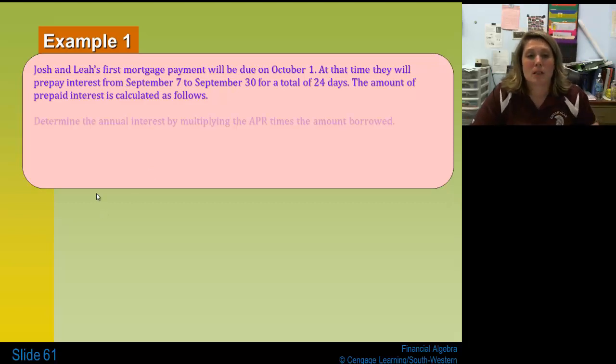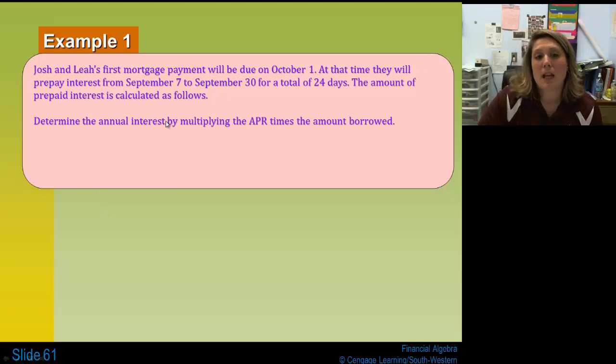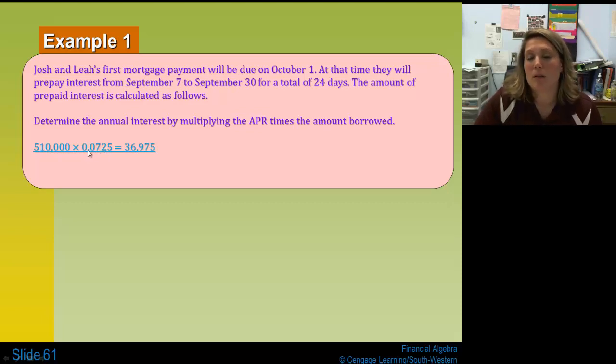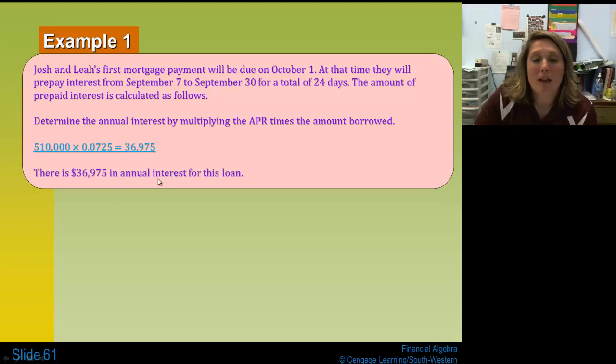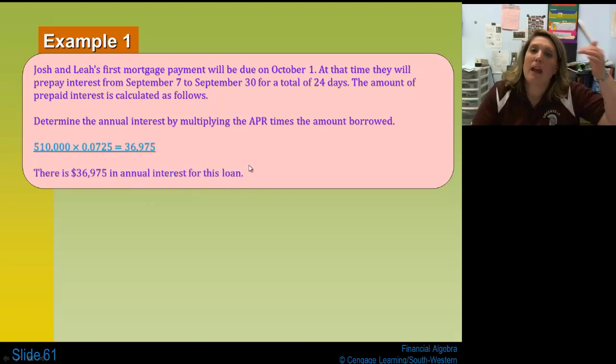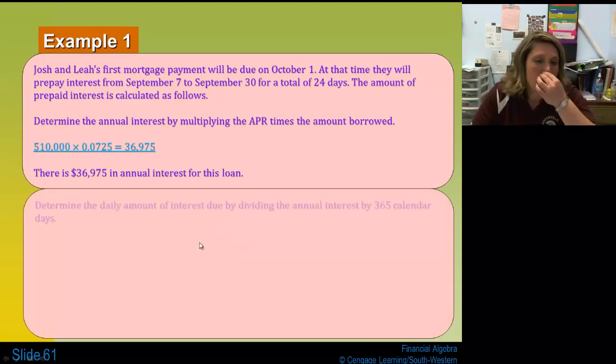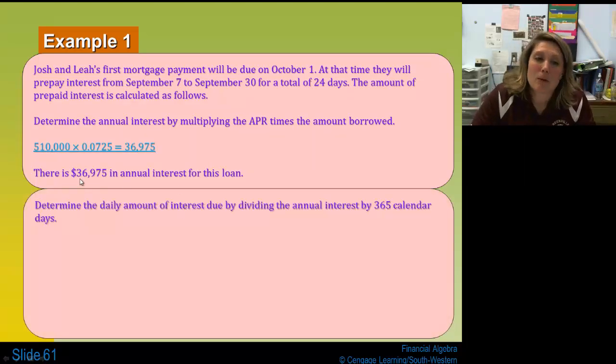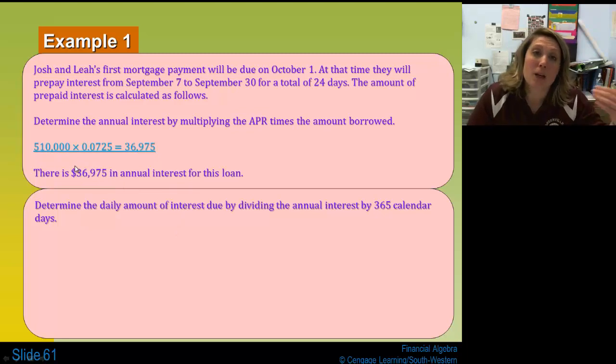So the amount of prepaid interest is calculated as follows. We determine the annual interest rate by multiplying the APR times the amount borrowed. So we borrowed $510,000 times the interest rate, which was 7.25%. We convert that to a decimal as 0.0725, and the interest is $36,975. Now, that's not what they're paying right now. That's their annual interest. We need to figure out what they have to pay in those 24 days' worth. So we need to determine the daily amount. So next, after we found the annual amount, what they pay in a year, we have to figure out what it is per day.